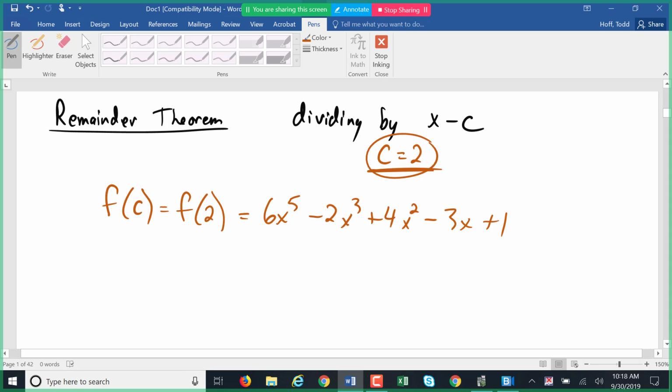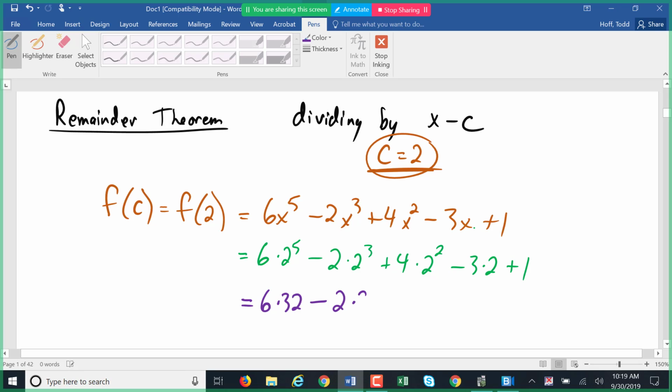If I substitute 2 in there for x, this would be 6 times 2 to the 5th minus 2 times 2 to the 3rd plus 4 times 2 squared minus 3 times 2 plus 1. I'll give you a second to catch up on writing that out. 2 to the 5th is 32, so this will be 6 times 32. 2 to the 3rd is 8, so this is minus 2 times 8. Plus 4 times 2 squared is 4, so this will be 4 times 4. That's all our exponents.